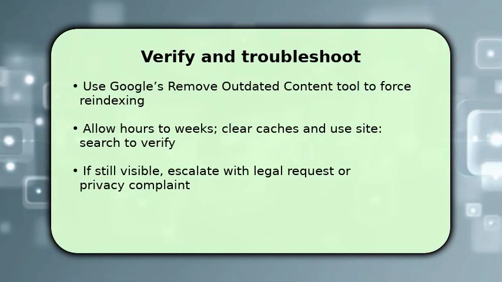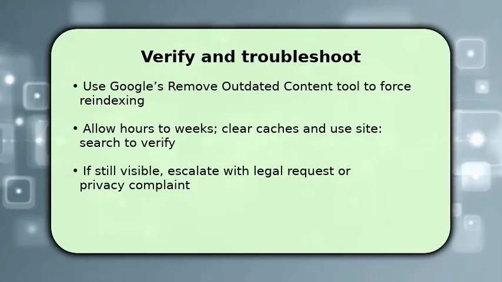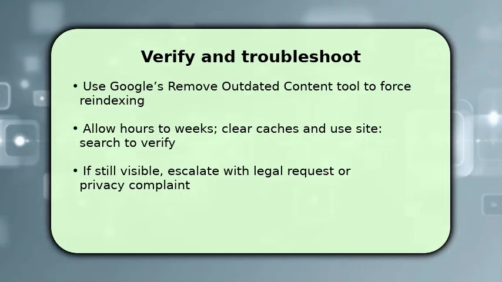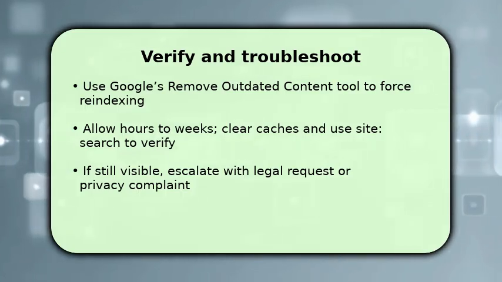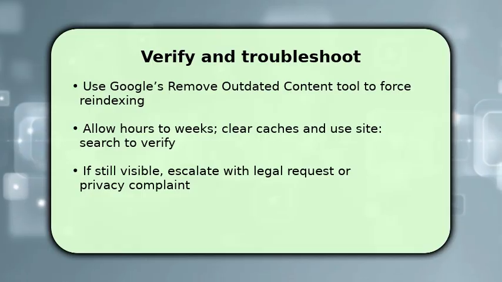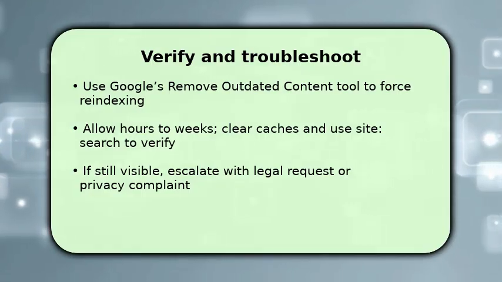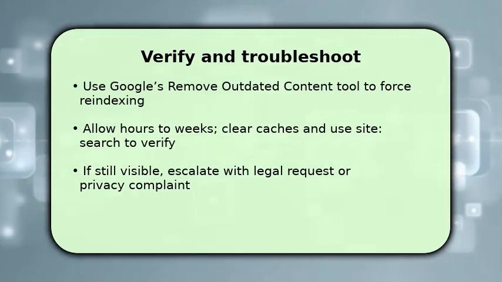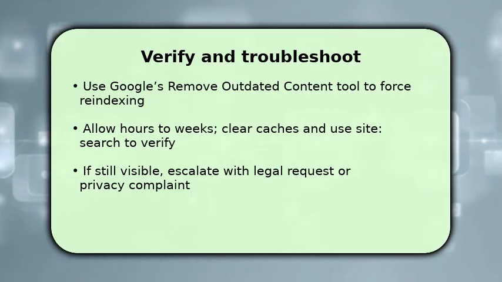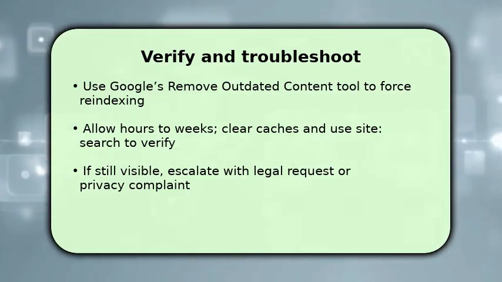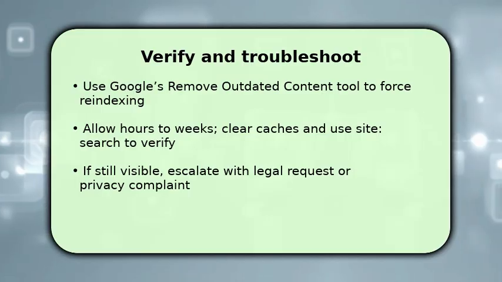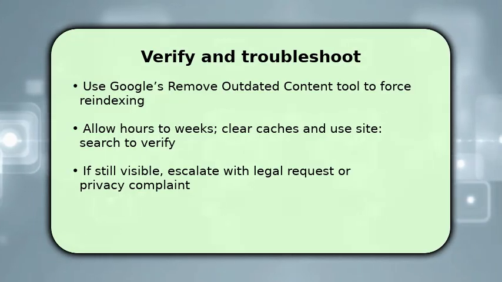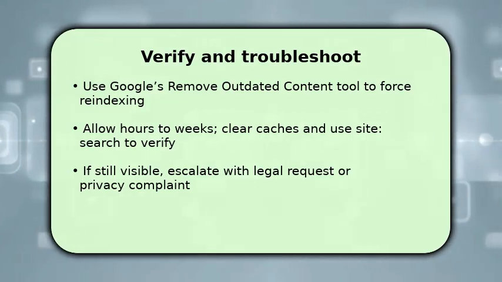You finish by verifying the result. Use site:example.com and Google Images searches to confirm removal and run the Remove Outdated Content tool to prompt reindexing. Make sure to clear your browser cache and wait. Changes can take hours to weeks depending on crawling. If the image persists, escalate. File a formal privacy or copyright removal with Google or seek legal relief if necessary. Finally, keep records of every action and correspondence, in case you need to prove the timeline later.